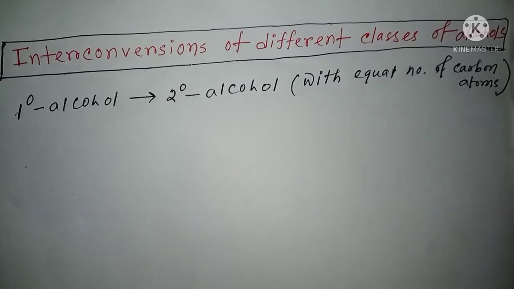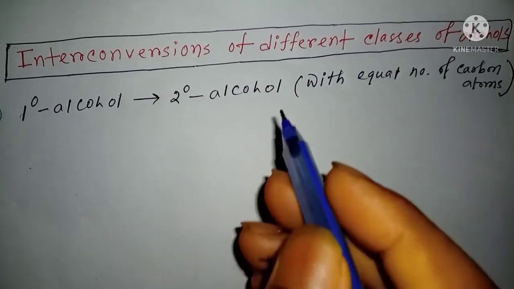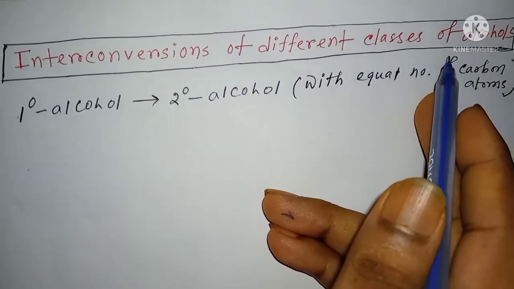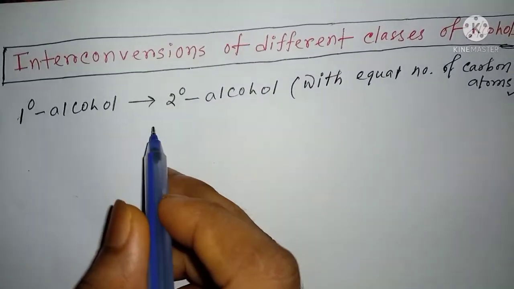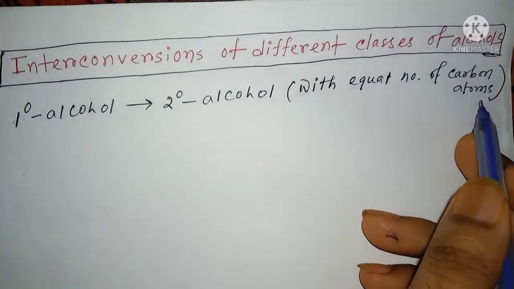Hello everyone. Today I am going to discuss interconversion of organic reactions. Interconversion of different classes of alcohols: 1 degree alcohol can be interconverted to 2 degree alcohol with an equal number of carbon atoms.